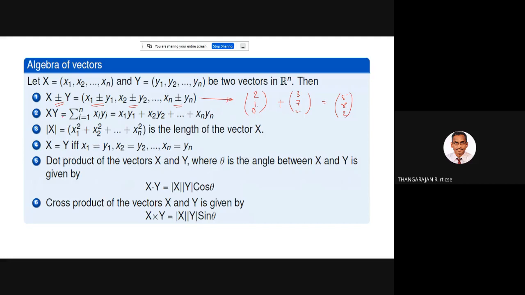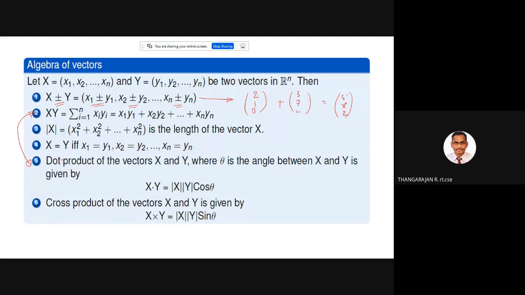Now, another thing is multiplying two vectors. I will come to that later. And you know the magnitude of the vector. How do we get it? Getting the magnitude of the vector is just squaring the components and adding them. That's called the magnitude of the vector. And two vectors are said to be equal if their components are equal.